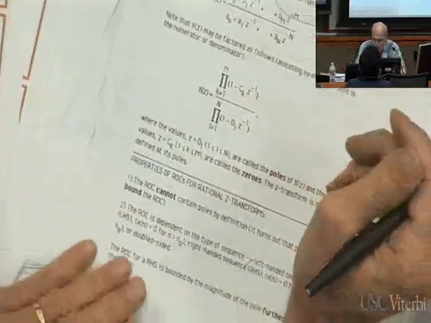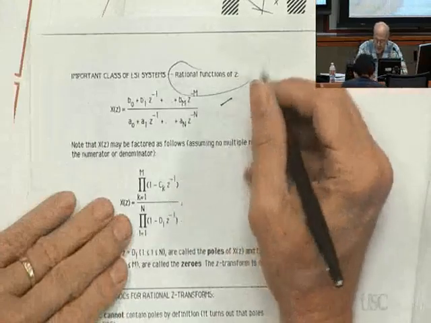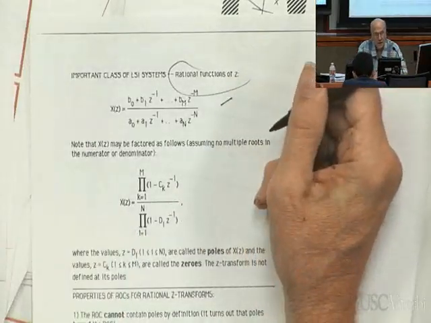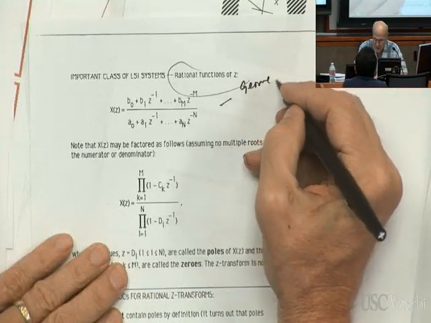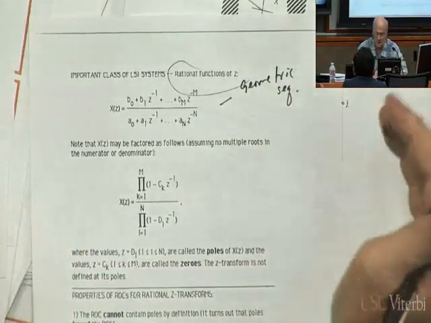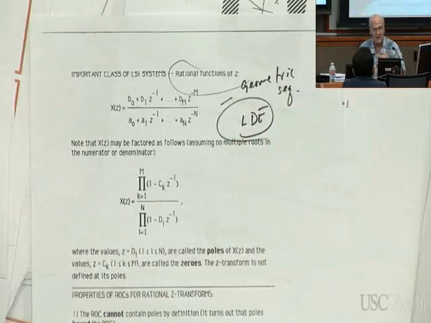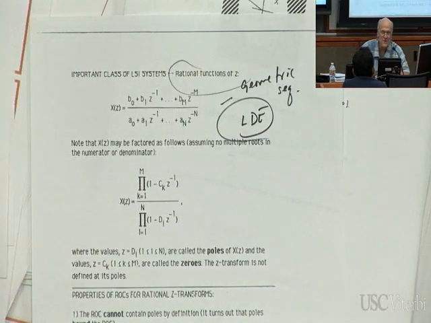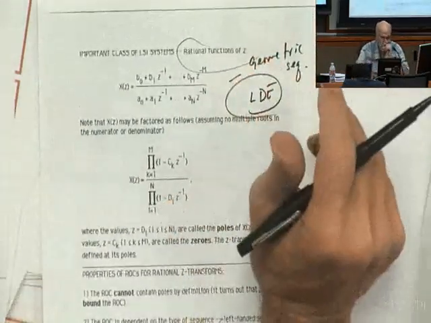An important class of LSI systems are systems whose X of Z, Z transform, are rational functions of Z. And we could see that's geometric sequences, sums of geometric sequences. We'll see, I think I'll just show you a little bit later, linear difference equations. Systems that have a linear difference equation representation all have these rational functions of Z. Now, you can write them directly when we go through this.